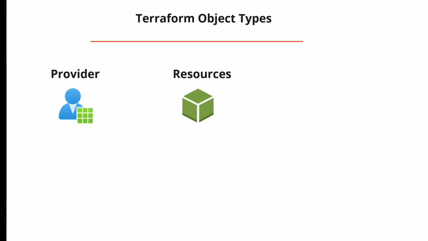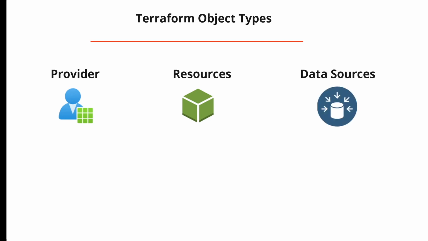The next object type is resources. Resources are the things that you want to create in your target environment, like an EC2 instance, like the virtual network or the database instance, etc. Each resource is also associated with the provider and will require some additional information in your configuration.